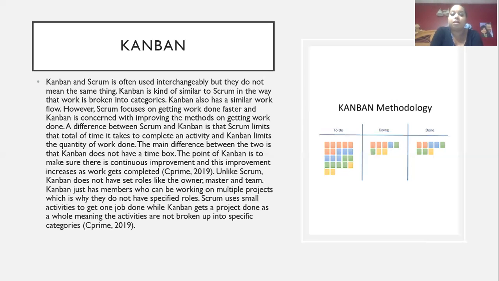So going back to my car example, when the framework of the car is completed, then they can move on to painting the car, then they can move on to adding accessories and things like that. So with each project, there's continuous improvement. Unlike Scrum, Kanban does not have a set of roles like an owner or a master or a team. Kanban just has members who can be working on multiple projects, which is why they don't have specified roles. And Scrum uses small activities to get one job done, while Kanban gets the project done as a whole, meaning that activities aren't broken up into specific categories.